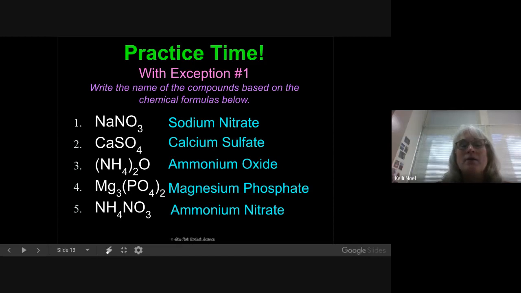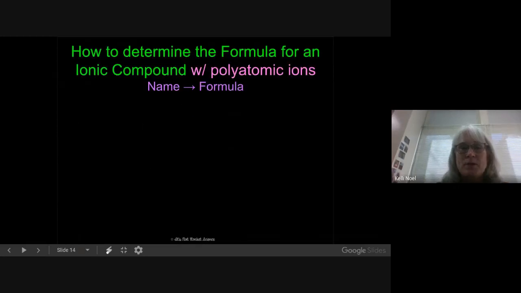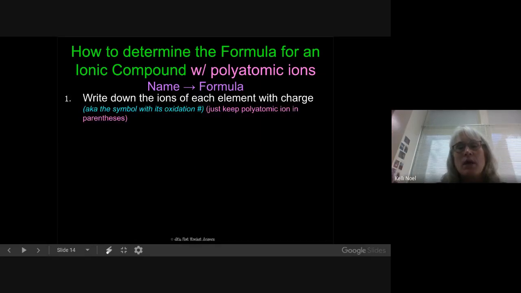So on the back of the first sheet, you're going to have practice with polyatomic naming. So now we're going to take a name and we're going to write the formula. So again, you're going to write down the ions for each element with the charge.